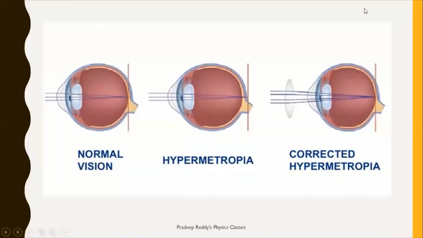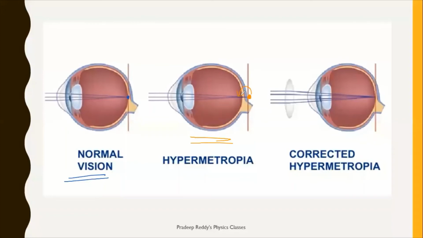As I told you, in order to correct hypermetropia, you need to place a convex lens. Now see, this is a normal eye. In case of normal vision, the image is formed exactly on the retina. But in case of hypermetropia, it is formed beyond the retina. Now in order to correct it, what should you do? You need to bring it back to the retina.